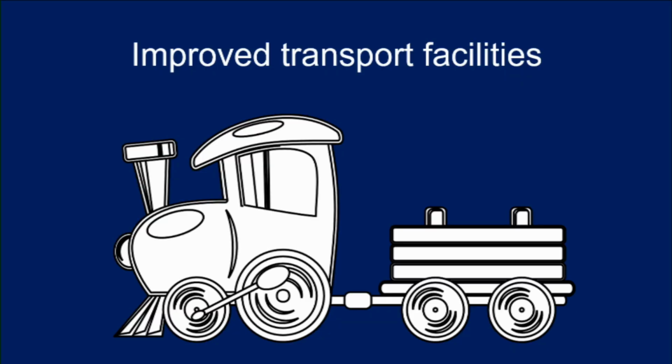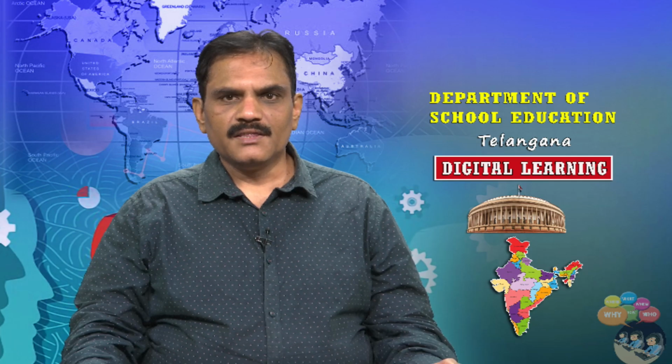Improved transport facilities are also one of the reasons for the reduction in the death rate. Why? Because now they are able to go to far off places for treatment. Even earlier, with the new transport system, they utilized it and went to the towns for the purpose of treatment. This is also one reason why there is a decline in the death rate.